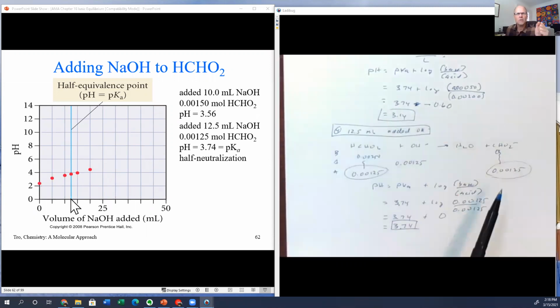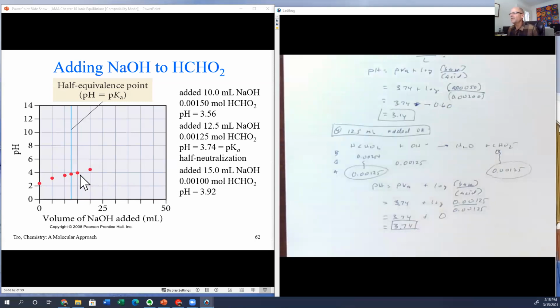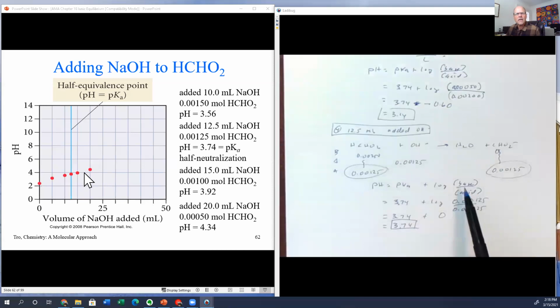So this is generally the case, so write this down in your notes. Halfway to the equivalence point, the pH is equal to pKa for the titration of a weak acid with a strong base. All right, and then you can just keep going. It's still a buffer at 15 milliliters, still a buffer at 20 milliliters, and you can just keep calculating these points. This ratio continues to change as you add more base, but it's still a buffer.